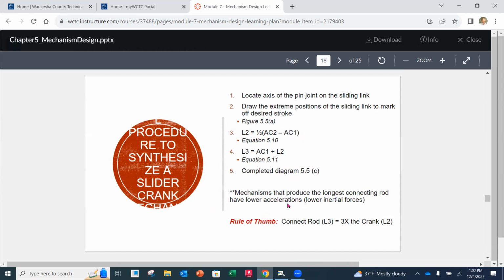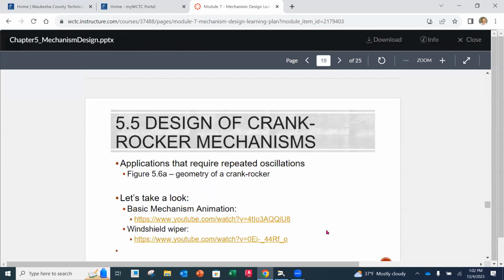Mechanisms that produce the longest connecting rods are going to have those lower accelerations. So even for the offset slider crank here, that's true. And we're going to have lower inertial forces. Again, inertial forces are the combination of the mass that we're moving multiplied by the acceleration. So the higher the acceleration, the more those inertial forces are. I'm not saying that inertial forces are bad. They're inevitable. We have to deal with them, but we do want to minimize them because if they get really large, they're just harder to stop and to get going. So rule of thumb again, the connecting rod number 3, L3, is going to be 3 times whatever the crank is determined to be.